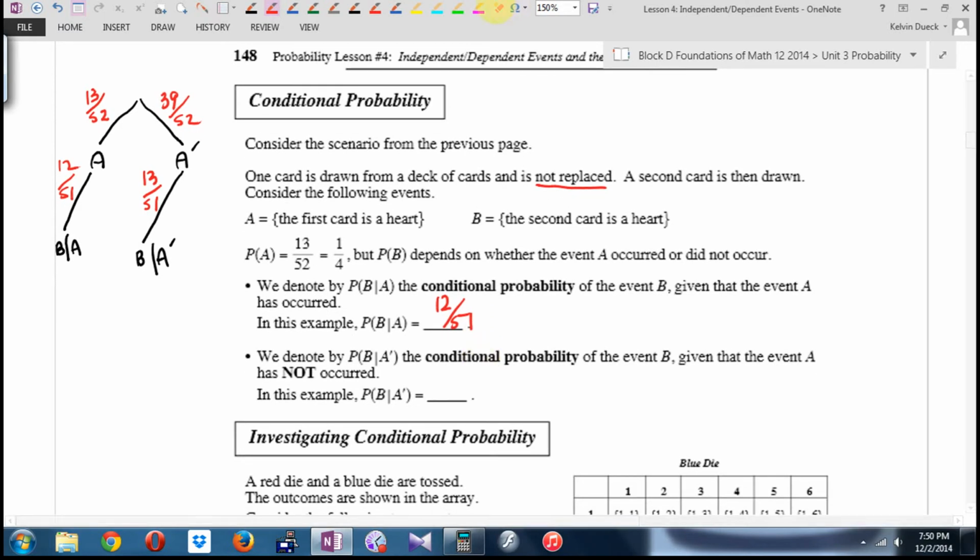We denote by probability of B given that A did not occur, the conditional probability of the event B given that A did not occur. In this example, the probability of B given that A did not occur is 13 out of 51. And the fact that these two values are different tells you it's dependent.